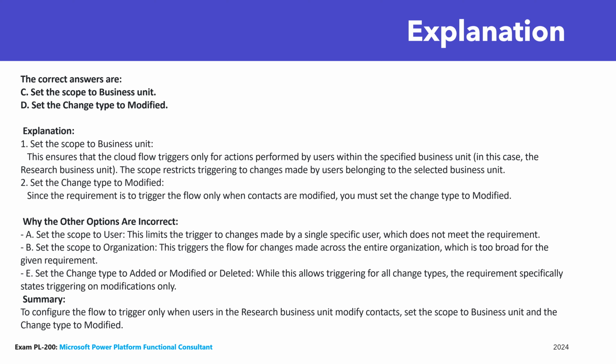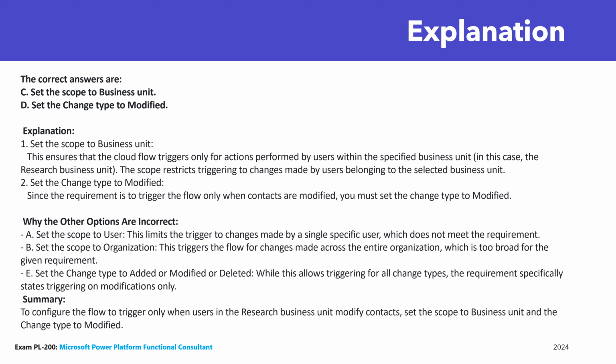The correct answers are C. Set the scope to business unit. D. Set the change type to modified. Explanation: 1. Set the scope to business unit. This ensures that the cloud flow triggers only for actions performed by users within the specified business unit, in this case the research business unit. The scope restricts triggering to changes made by users belonging to the selected business unit.